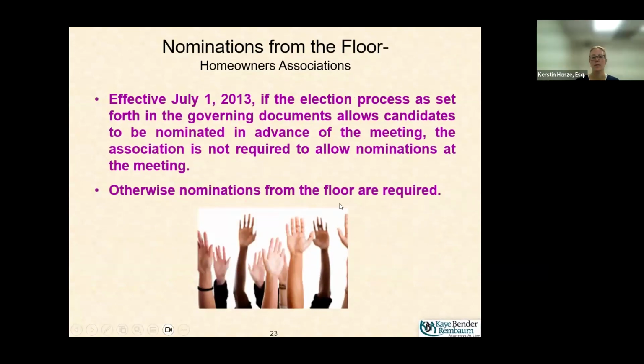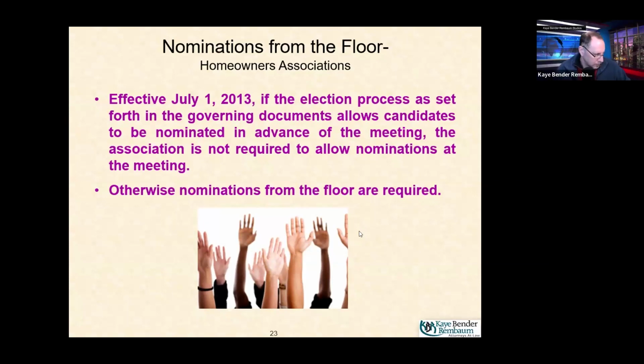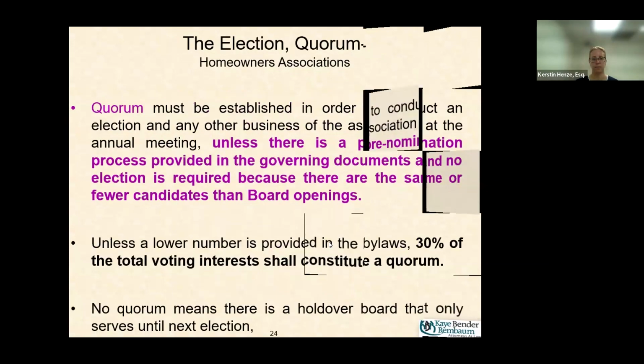Okay, so nominations from the floor, effective July 1st of 2013. If the election process provided in your governing documents allows candidates to be nominated in advance, then you're not required to hold nominations on the date of your annual meeting. But again, you need to have the ability to do nominations in advance in your bylaws, not something you can just implement on your own. Otherwise, you have to take nominations from the floor on the date of your annual meeting.